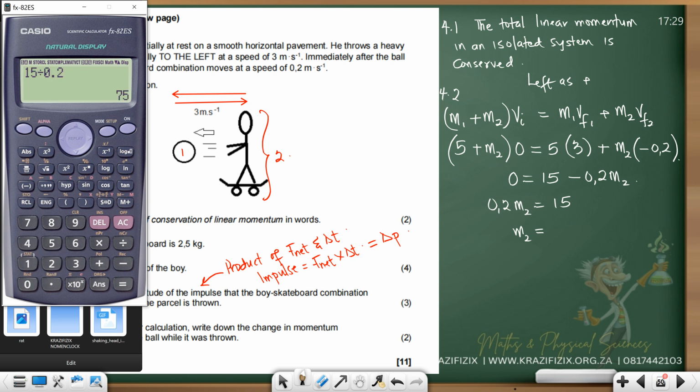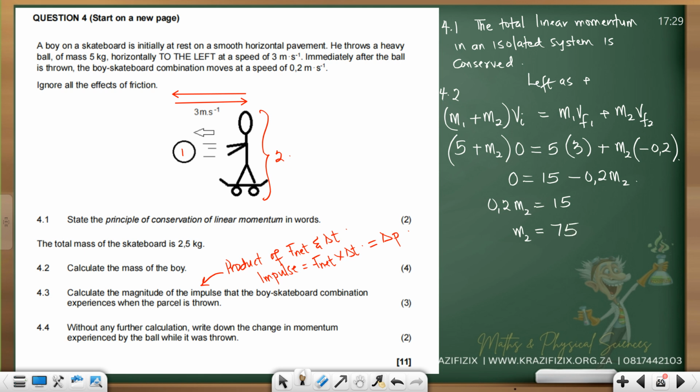Yeah, 75. But what is this 75? It is the mass of the skateboard and the boy. So the mass of the skateboard and the mass of the boy is 75. We know the mass of the skateboard to be 2,5, and the mass of the boy we don't know. So what is the mass of the boy? 72,5.